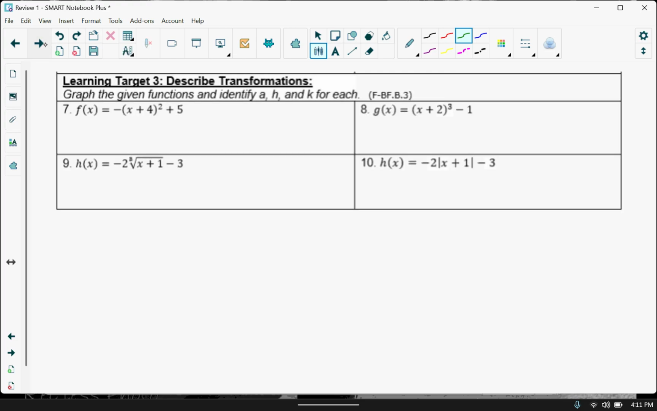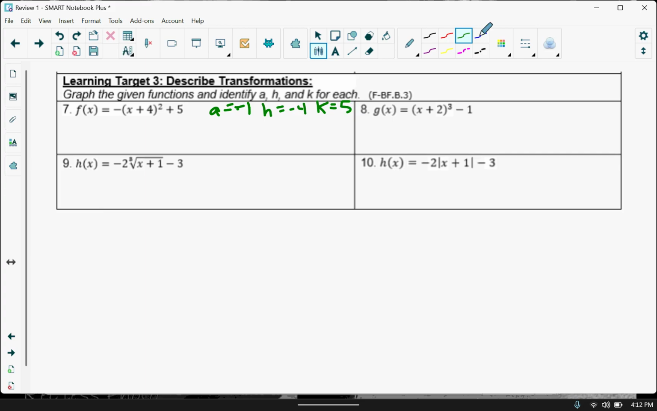Okay, now we're going to go into learning target 3. Learning target 3 is describe the transformations. So number 7, it says given the graph the given functions and identify a, h, and k. So I'm just going to list a, h, and k really quick here. So a is always found in front. So that negative means that a is equal to -1. The h is the one that's inside with your x, and you can't trust that one because it's with your x. So your h is going to equal -4. And then your k is always at the end, and you can trust that one because that one's not with your x.